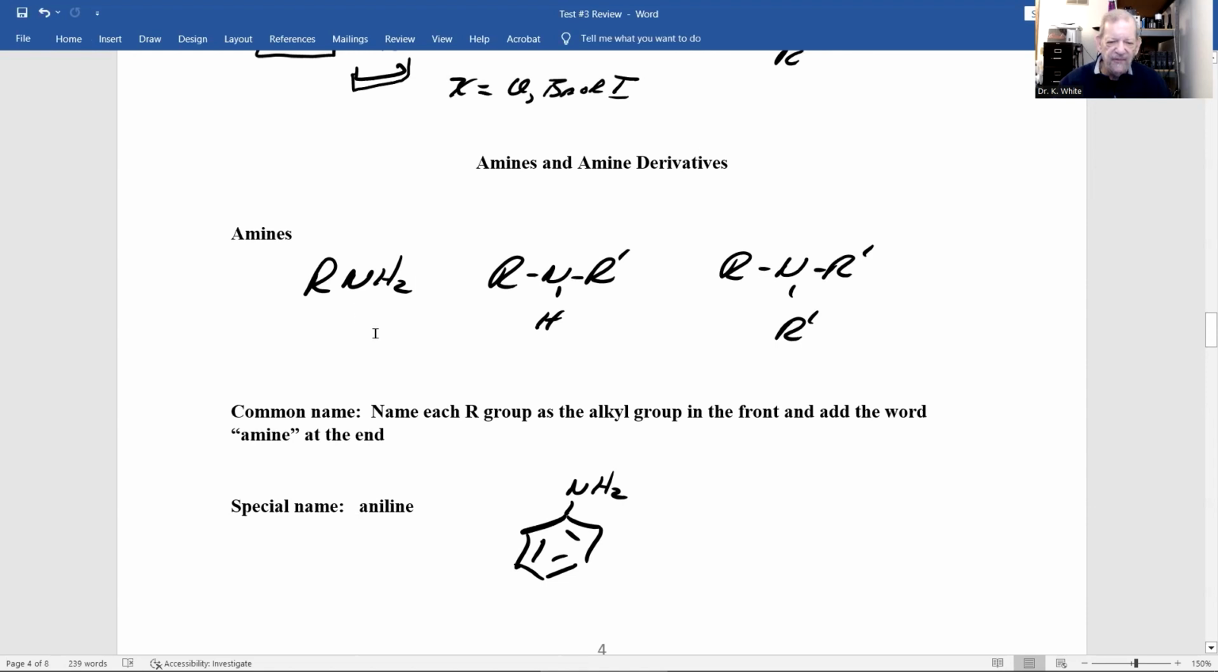And you have different amines. That's where you take ammonia, NH3, and replace the hydrogens with R groups. And here's a primary, secondary, excuse me, and tertiary amine. I'll never ask that on a test. And how do you name those? Well, I only asked you to learn the common names. Name each R group as the alkyl group it is, and at the end, add the word amine.